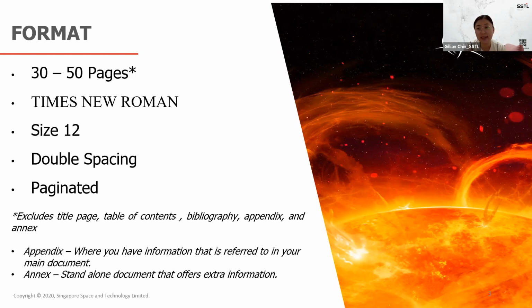So as you see in the slide, the 30 to 50 pages excludes the title page, the table of contents, your bibliography, your appendix, and your annex. What goes into your appendix and what goes into your annex? Your appendix is where you have information that is referred to in your main document, but not crucial. You can put it in your appendix. An annex is where you can offer any additional information that you think might be useful to the reader, but does not play any kind of important role in your main paper. Hopefully that makes sense.